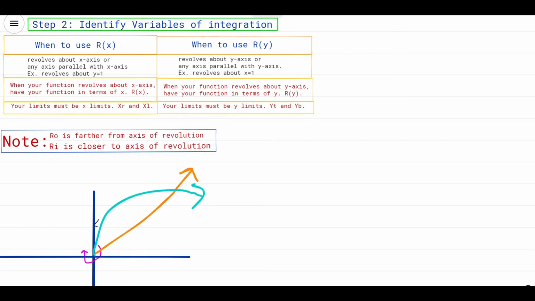So we know our axis of revolution is the y-axis. So we know our outer radii is the orange line and our inner radii is the teal line. We know y equals 2x is the outer radii and x equals y squared is the inner radii. But note, are we going to use r of x or r of y? Well, since it's revolved about the y-axis, we're going to use y terms. So we're going to use r of y.